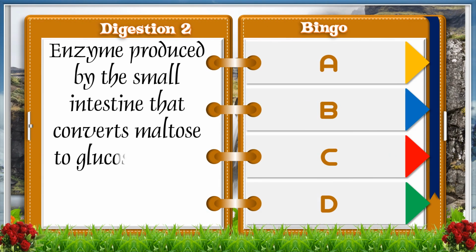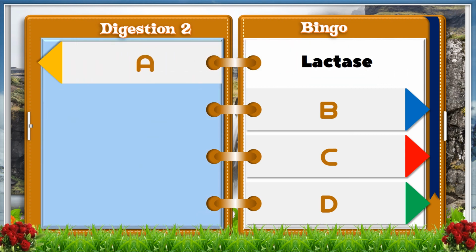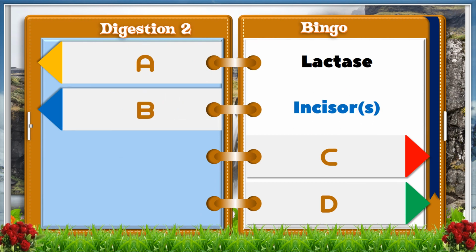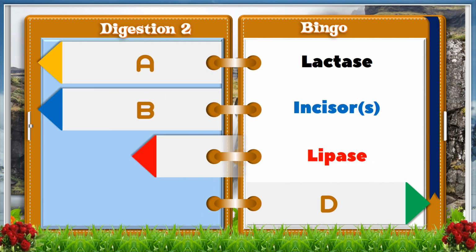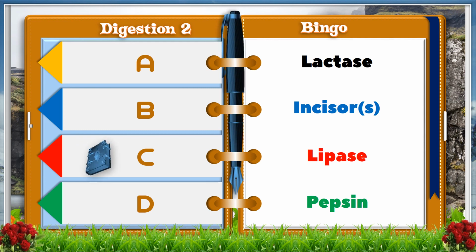Enzyme produced by small intestine that converts maltose to glucose during the process of digestion. A. Lactase. B. Incisors. C. Lipase. D. Pepsin. And the answer is C. Lipase.